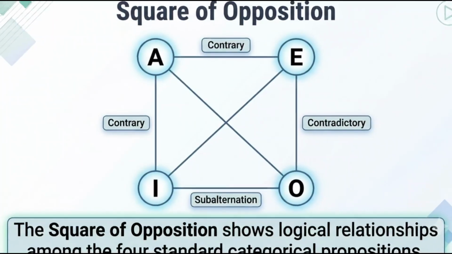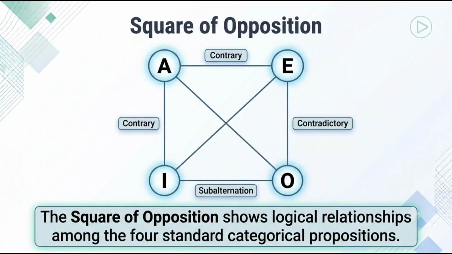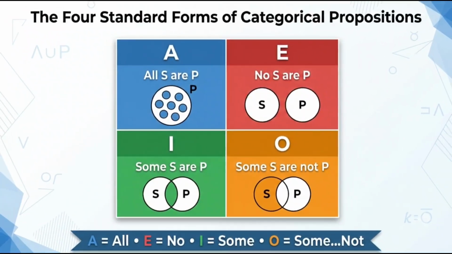The square of opposition is a traditional logical diagram that shows how different categorical propositions are related. It helps us understand when propositions agree, disagree, or imply one another. The square of opposition uses four standard forms.